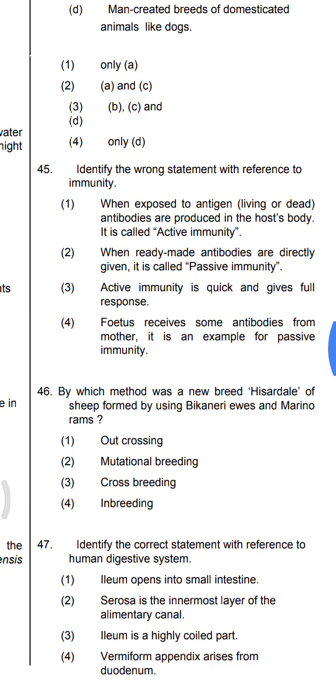45th question. Identify the wrong statement with reference to immunity. Option 1. When exposed to antigen, living or dead, antibodies are produced in the host body. It is called active immunity. Option 2. When ready-made antibodies are directly given, it is called passive immunity. Option 3. Active immunity is quick and gives full response. Option 4. Fetus receives some antibodies from mother. It is an example for passive immunity.